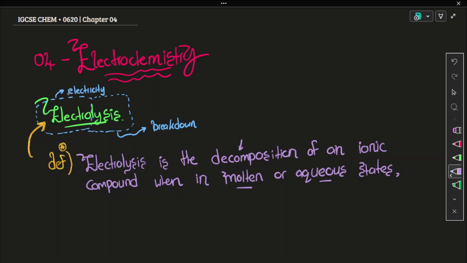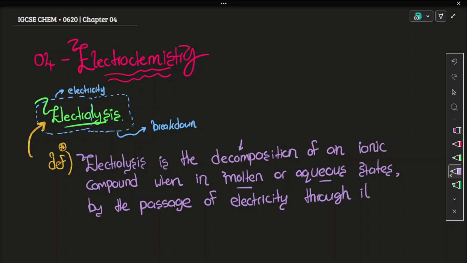Using electricity. So by the passage of electricity through it. You can also say electric current, but you can just keep it short. Electricity through it. And also, if you really like to summarize things and you're really good at breaking things down into smaller pieces, just make sure that everything here is actually included, all the keywords. So decomposition, then you've got that they have to be in their molten or aqueous states, and electricity. So those are the keywords.